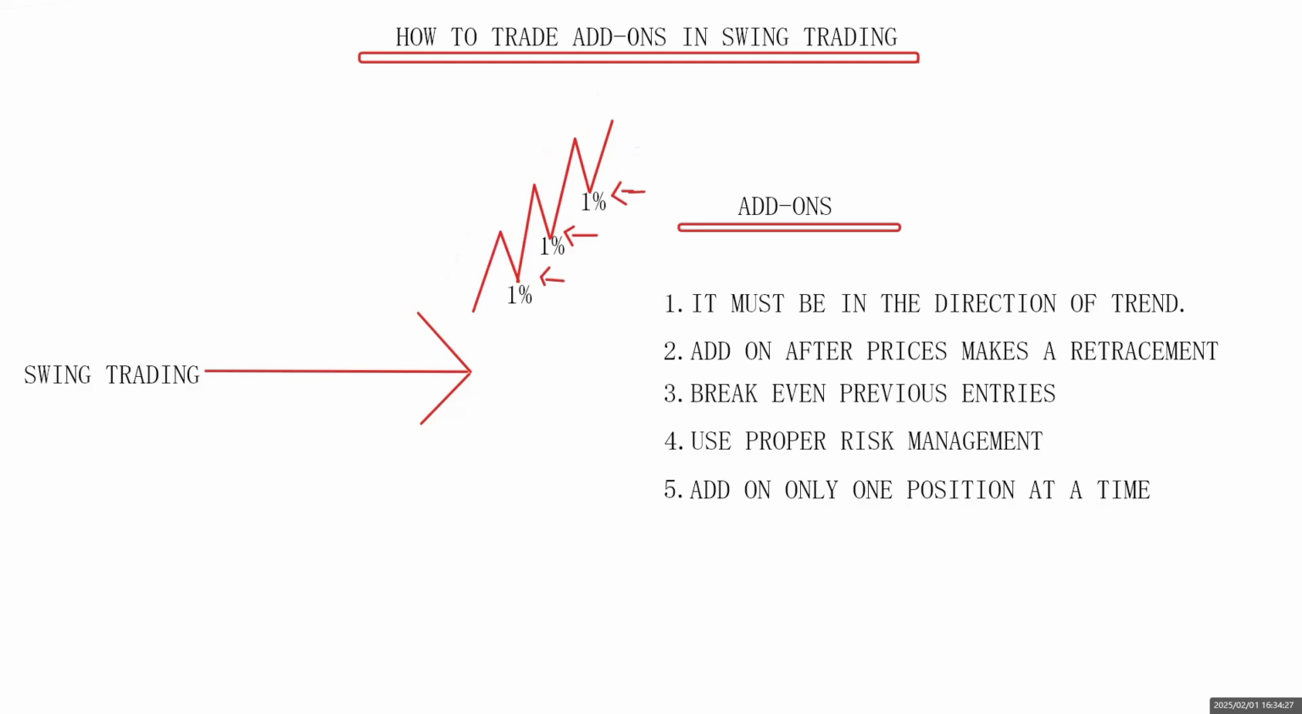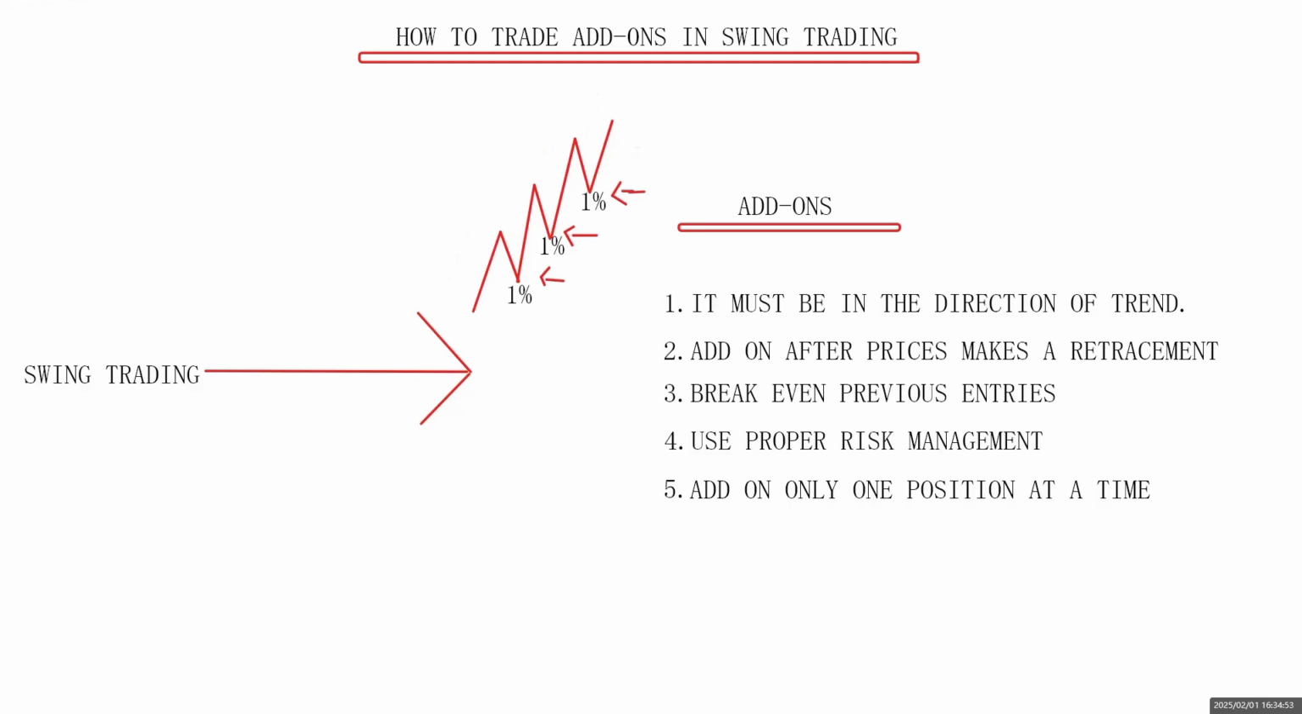Okay, as soon as you are done with that swing trade, you jump into another swing trade again, manage your risk again, use like 1% on a trade again, and manage it and follow all of these things that we talked about. Like we said, it must be in the direction of trend. Add on after price makes a retracement, not when price is making a push. It must be when price is making an exhaustion. Then break even previous entries. All previous entries must be broken even before new positions are added.